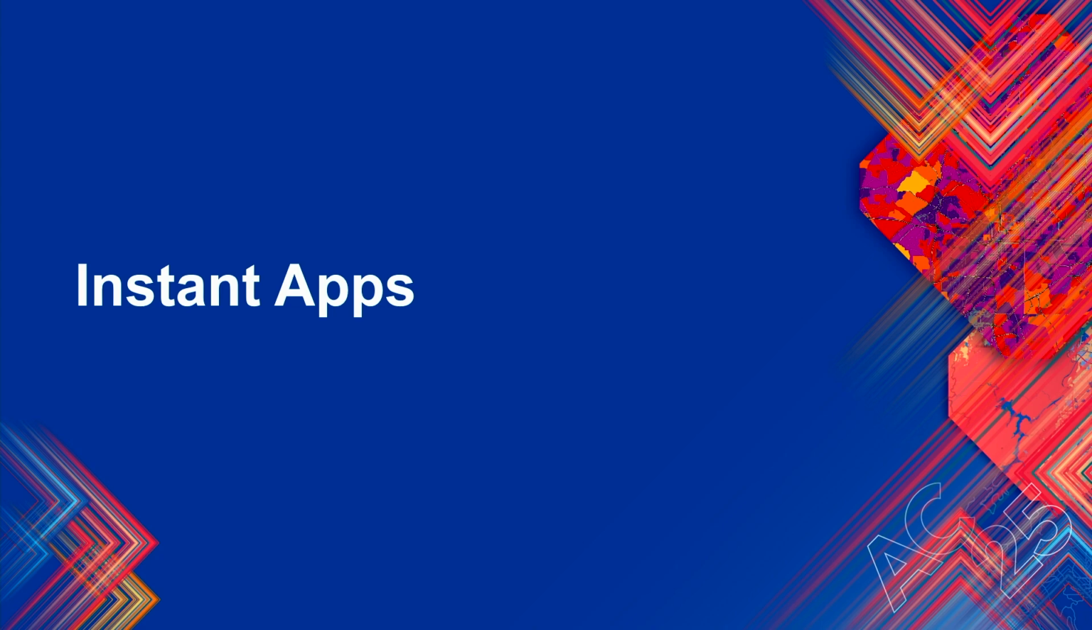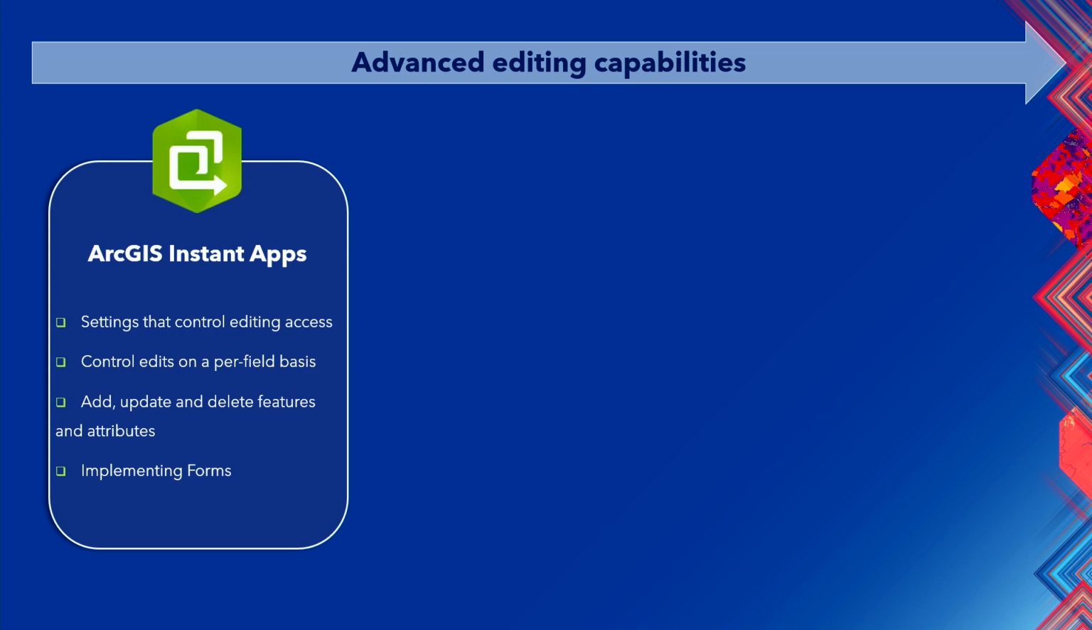Instant apps are exactly what they say on the tin, a quick-to-create application built on a web map of our choice. Through Instant App, we have settings that control edits on a per-user basis. We can control edits on a per-field basis. They allow our users to add, update, and delete attributes, as well as features. And they also implement the use of forms, which I'm going to cover in some more detail shortly. Now I'm going to pass over to Carmel for some web editing considerations.